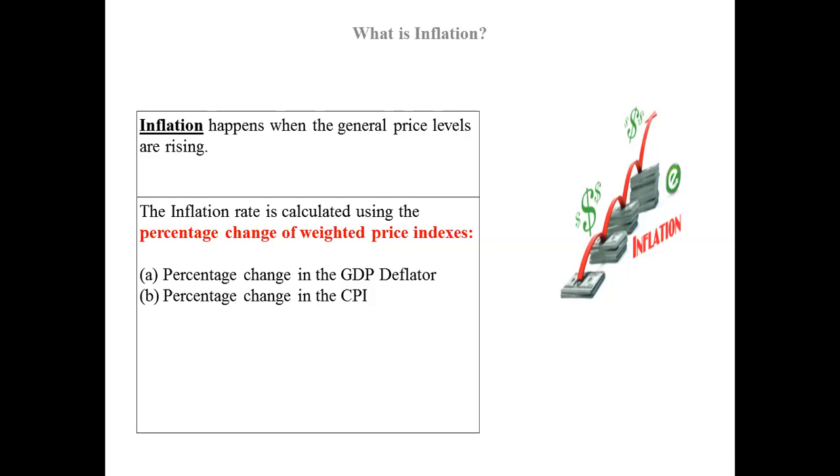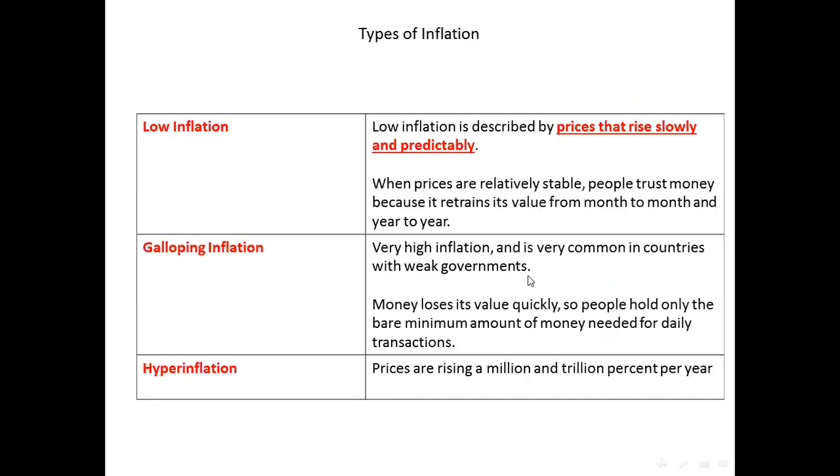Again, we have two ways of measuring the inflation rate: either using the percentage change in the GDP deflator, which is what we did in the previous topic, or the percentage change in the CPI, the consumer price index. There are three types of inflation that I need to know: low inflation, galloping inflation and hyperinflation. Low inflation means prices are still increasing, however the prices are rising very slowly and predictably. I know the rate of increase in prices, and they're rising very slowly.